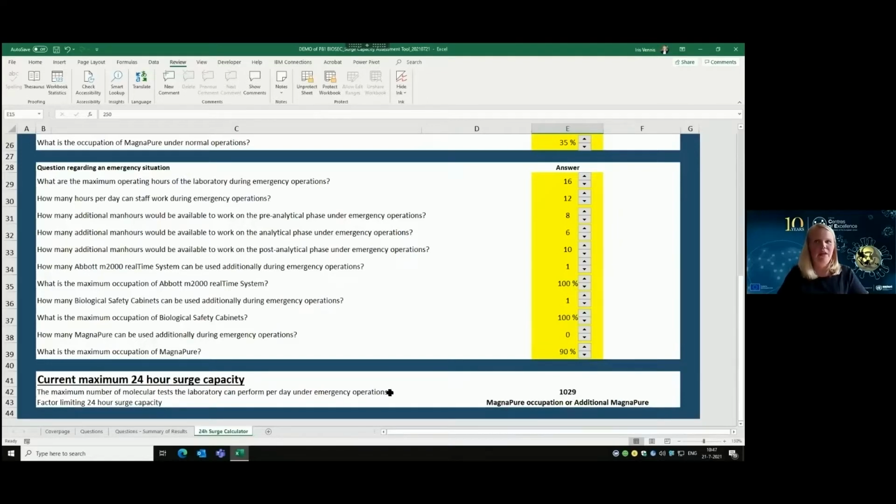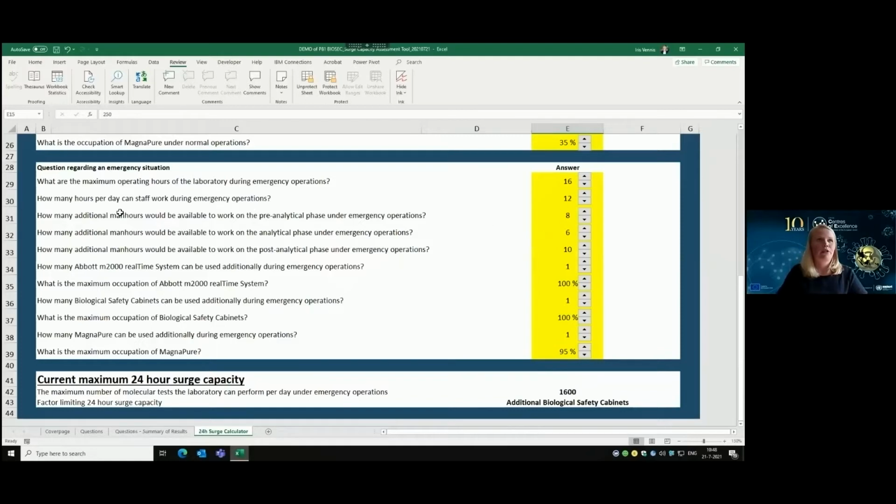The MagnaPure is a limiting factor, which is here on the bottom. We indicated that we don't have another MagnaPure, and the maximum occupation is 90%. So it indicates the limiting factor now for your search capacity is the MagnaPure occupation, or you should have an additional MagnaPure. So if I increase the occupation from 90 to 95%, we see that the search capacity goes up. But I can also see if it's possible to add another MagnaPure machine. So if I add this, we see that the search capacity goes up and another factor becomes a limiting factor. Now the biological safety cabinets are limiting.